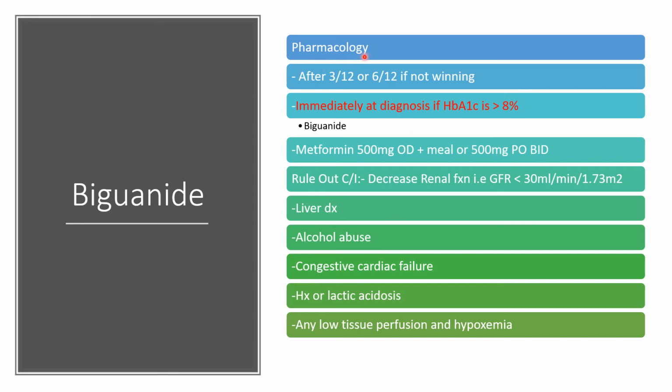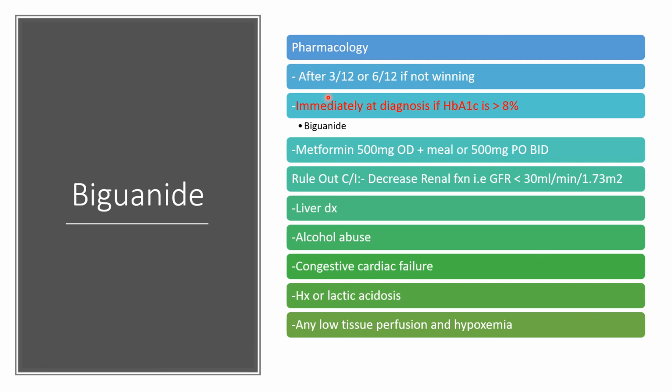Now, pharmacology. After 3 months or 6 months maximum, if we are not winning with lifestyle changes in type 2, or if on the day we assay for the glycated hemoglobin, hemoglobin A1C, the value is greater than 8%, then we will start medications right away. Let me explain.